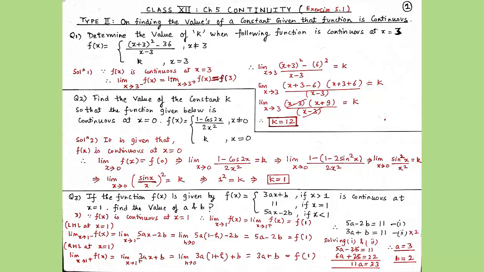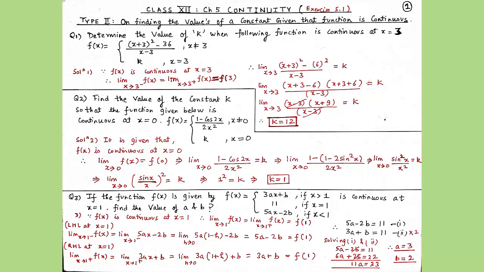Since our function is continuous at x equal to 1, we can write that left hand limit is equal to right hand limit and is equal to f(1). So first we will take the left hand limit at x equal to 1. We can write this as limit x tends to 1 minus f(x), and according to our function, f(x) gives us 5ax minus 2b if x is less than 1. So in place of f(x) we will write 5ax minus 2b.